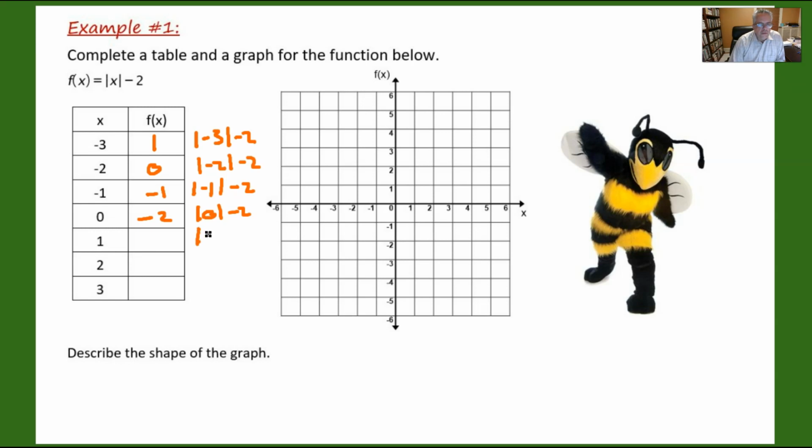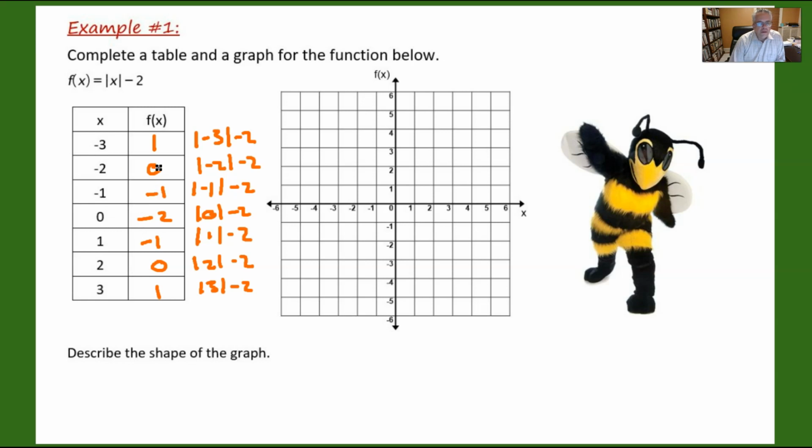When we put in 1, the absolute value of 1 is 1, and then when we subtract 2, we get negative 1. It's kind of turning around and going back up. Absolute value of 2 is 2, minus 2 is 0. And the absolute value of 3 is 3, and when we subtract 2, we get 1. All right, so that's the hardest part, creating the table, the outputs for our function.